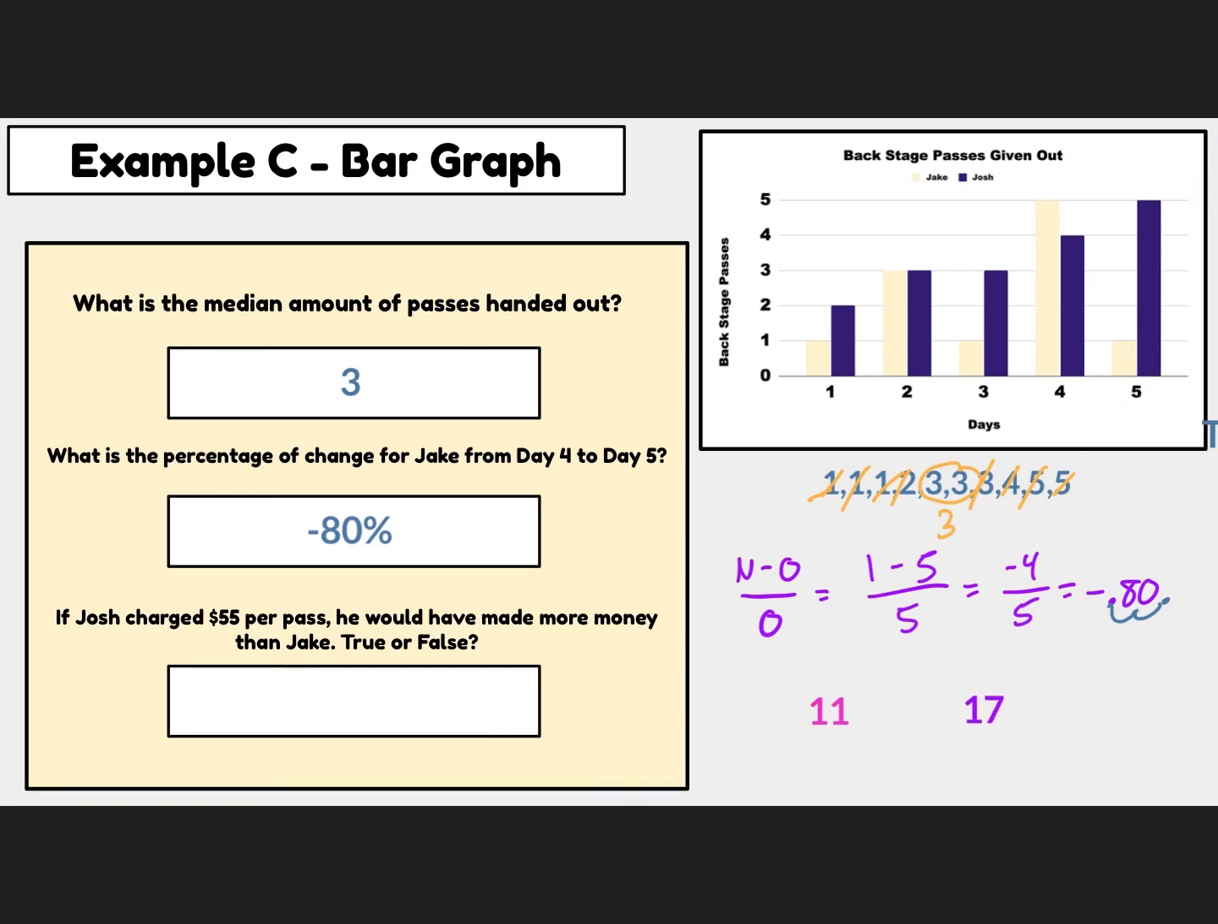Now, we could do the multiplication, 55 times 11 and 55 times 17, but we should probably know that since 17 is more than 11, he is going to make more money because he handed out more passes and got more money for each of them. So that information is going to be true. Remember, the question doesn't ask us how much money he made. It doesn't ask us how much money Jake made. It asks us whether he would have made more, true or false. So we need to make sure that we answer the question true or false.